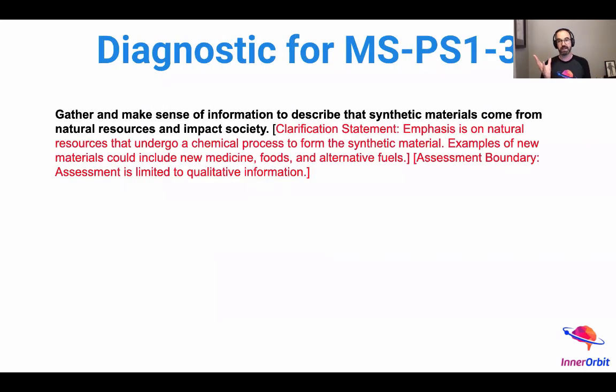Right now, we're going to work on a diagnostic for MSPS1-3. And for MSPS1-3, students need to gather and make sense of information to describe that synthetic materials come from natural resources and impact society. This is a pretty complex performance expectation in the scope of things. There are a lot of elements that students need to learn before they can be successful with this. In particular, this involves the SEP of obtaining and evaluating information. So students will inevitably have to read, look at charts, graphs. There are a lot of other skills that students need before they can access this.